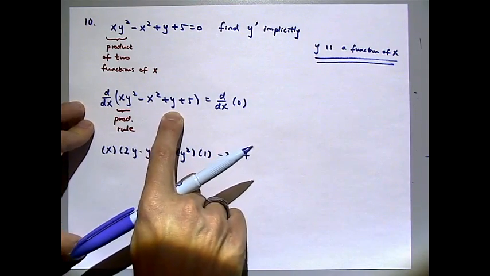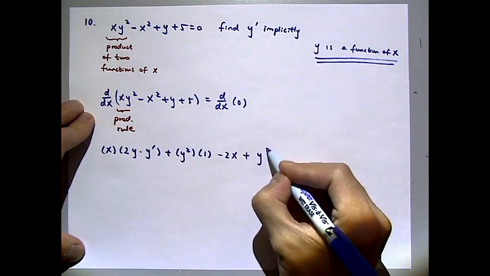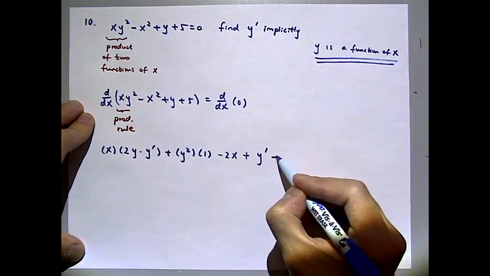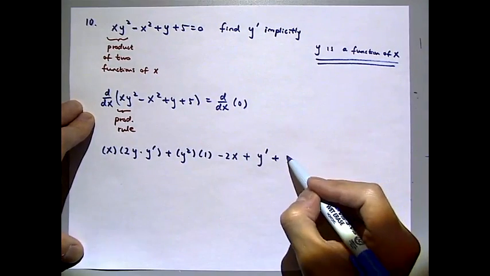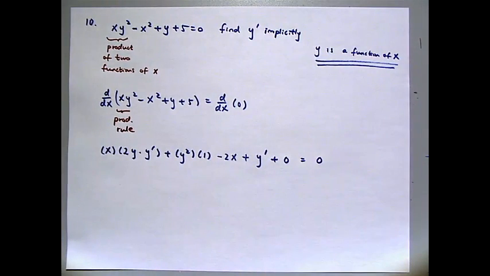Y, we don't know what it looks like, but its derivative is y prime. And 5 is a constant, derivative is 0. Right-hand side, derivative of 0 is a 0. So we get that.